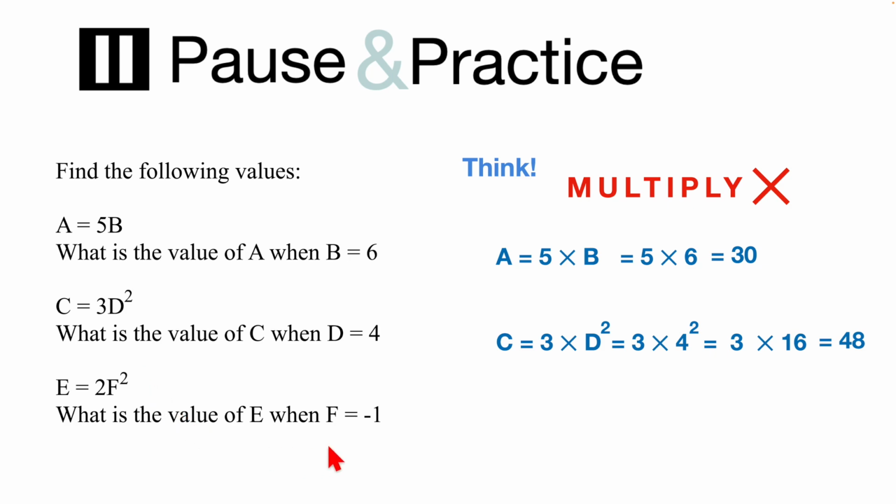We've got the squared, and we've got the minus number. So E equals 2f squared. E equals 2 times f squared. F is minus, so we're going to keep that in brackets. So that's 2 times minus 1. This is always going to be positive. Minus 1 squared is 1, so that's 2 times 1 equals 2. I hope you did well.